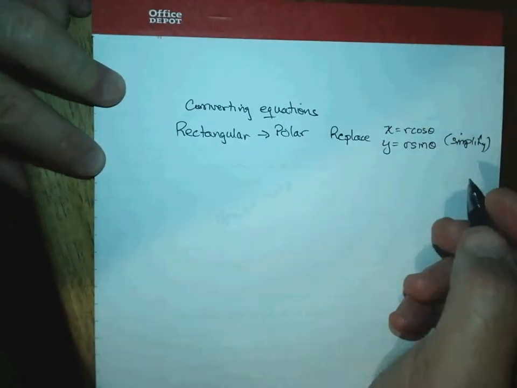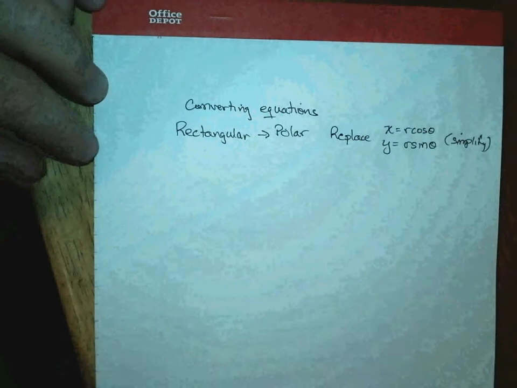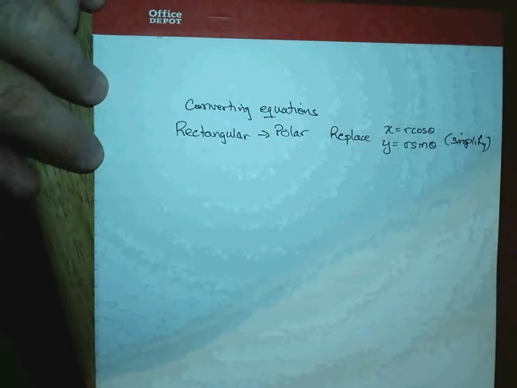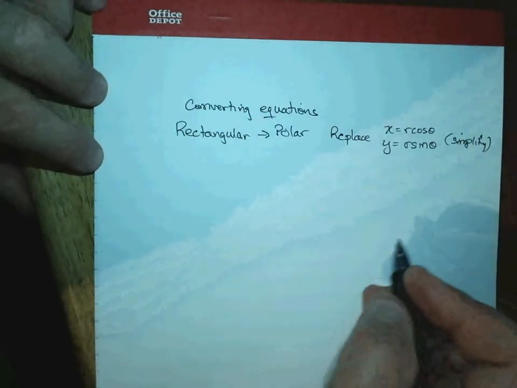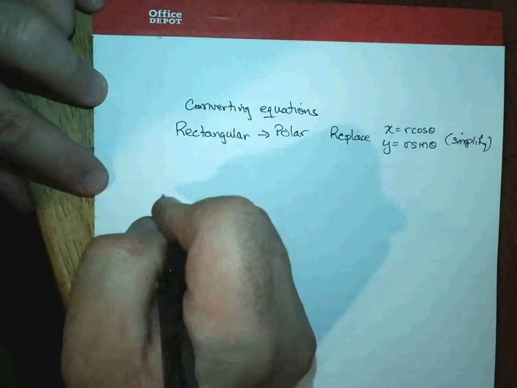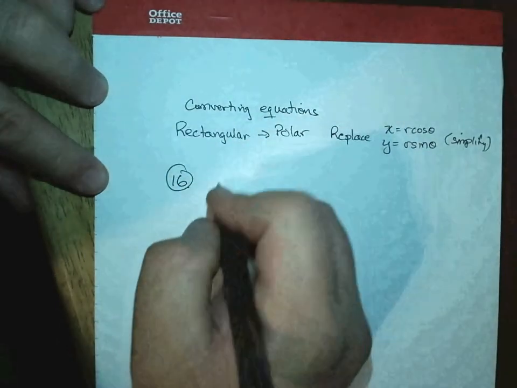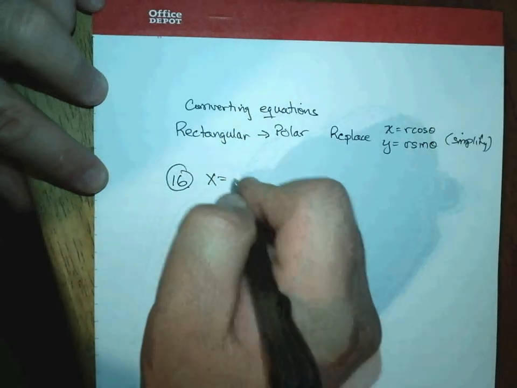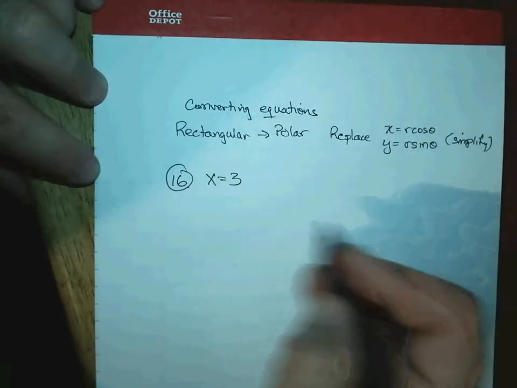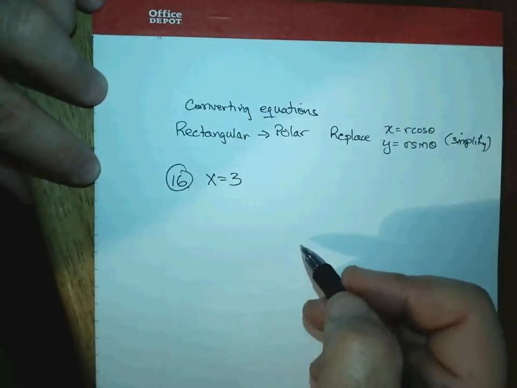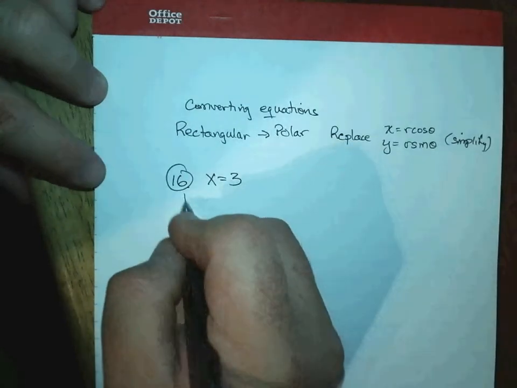Now, technically you don't have to simplify, but the textbooks are going to simplify these expressions, so you might as well do a little bit of that simplification, and that way you get used to it. Okay? So let's see a simple conversion here. This is problem number 16 from the exercises, where you're given this very simple equation in rectangular coordinates.